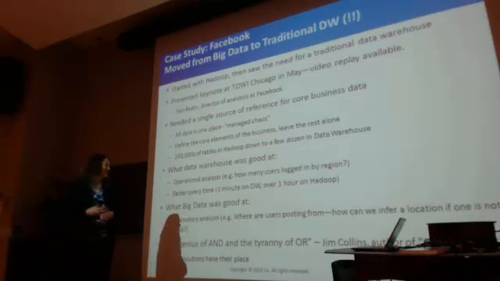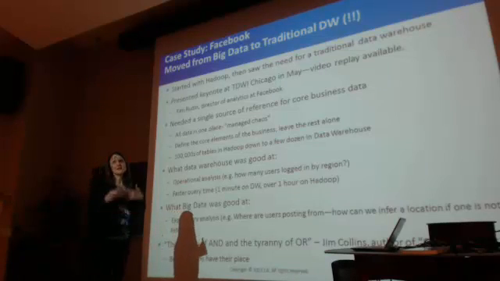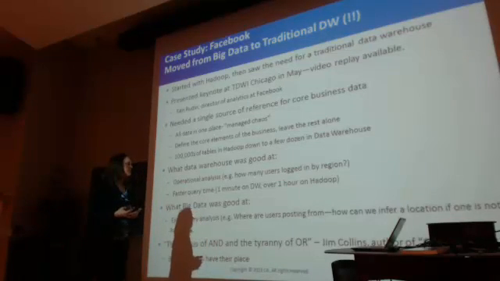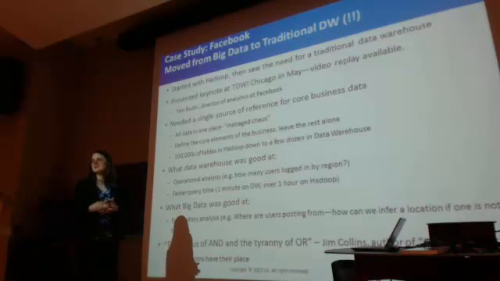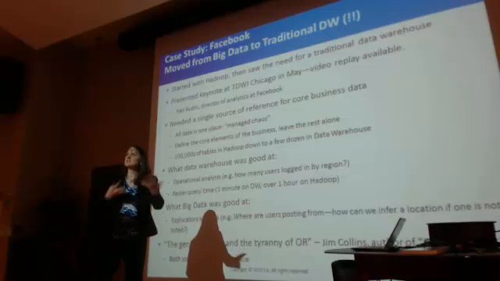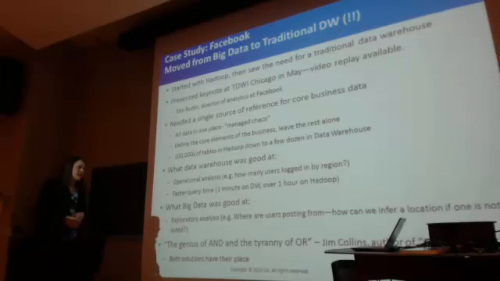Kind of makes me nervous. Where are users posting from? If they say they're logged in from New York, I know they're from New York. But what if they didn't put a location? Can we infer one from other things they might have posted, seeing correlations between other information? That's what big data is good at.